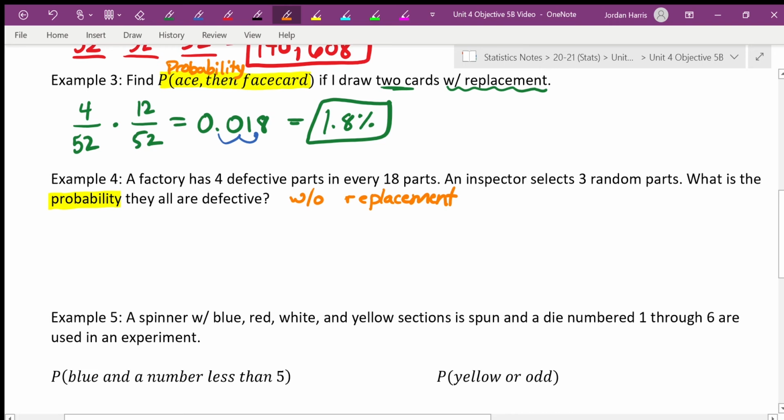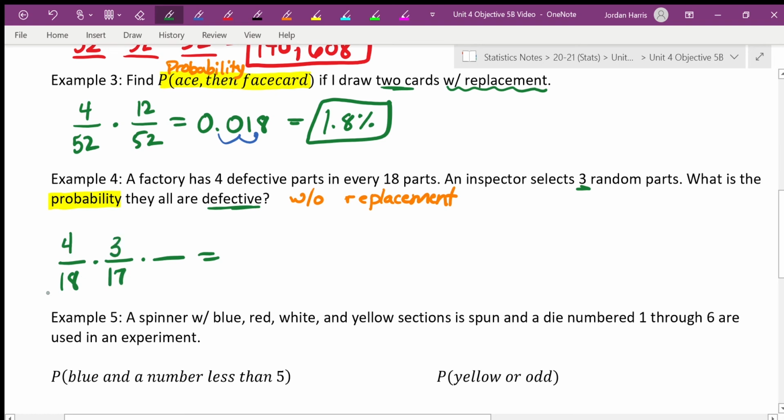A factory has 4 defective parts for every 18, so that's going to give me my fraction. We're selecting 3 parts, and we want them to be defective. So 1, 2, 3, all 3 are going to be defective. So 4 out of 18 defective parts first. Then I go down the line, so I have picked one. It's gone. So that means my defective parts and my total number of parts has gone down, right?